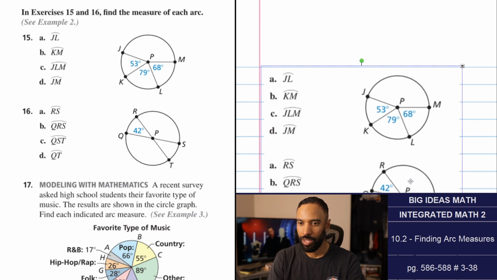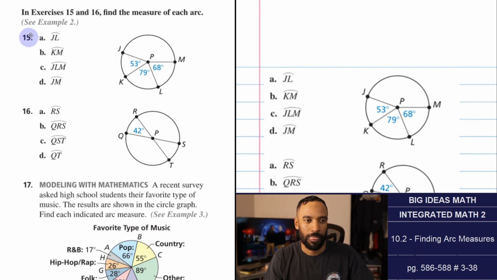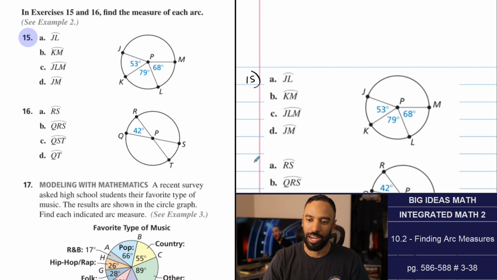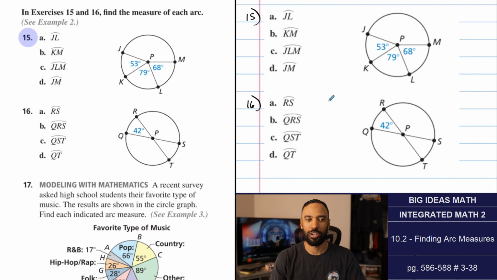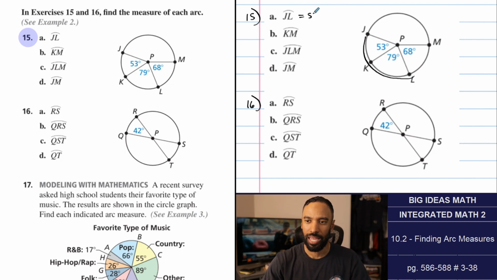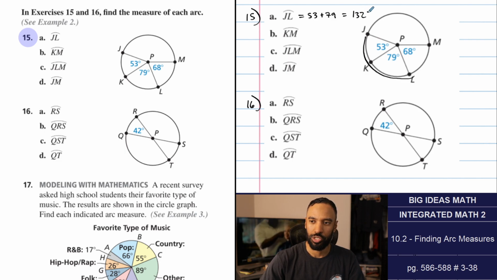There we go. All right, so number 15 is here, and number 16 is there. Pretty nice. Okay, what do they say? Find the measure of each arc. JL. JL's arc, the minor arc right here, we have to add 53 and 79. They're adjacent arcs, and we get 132 degrees. Boom.